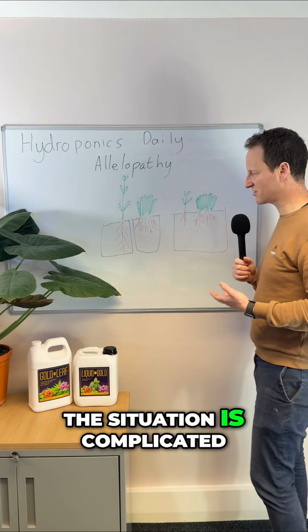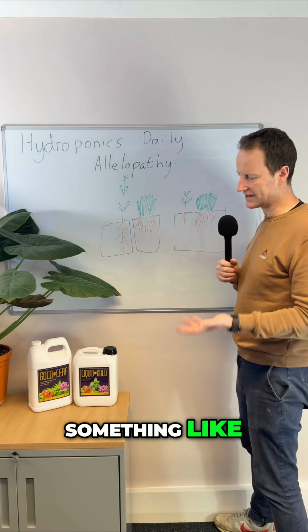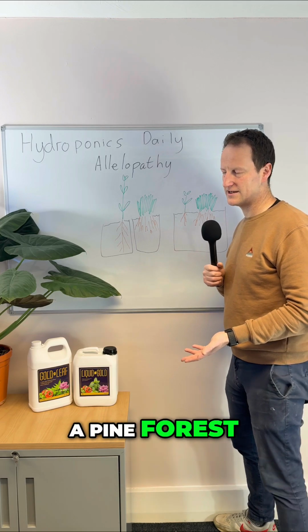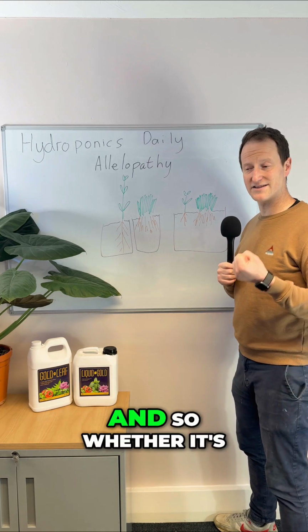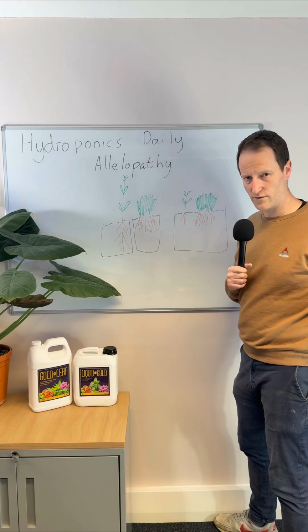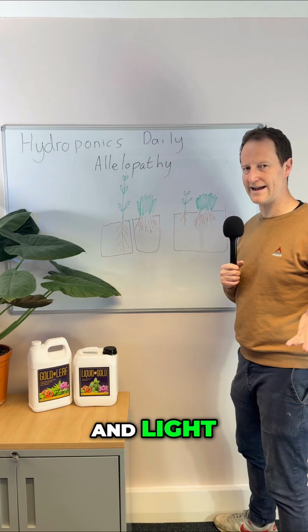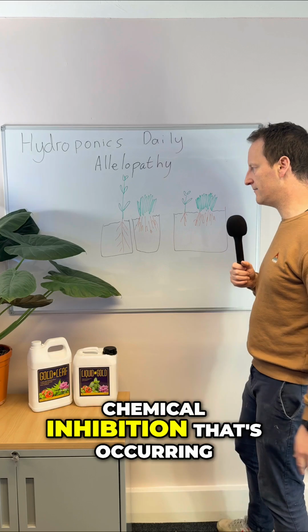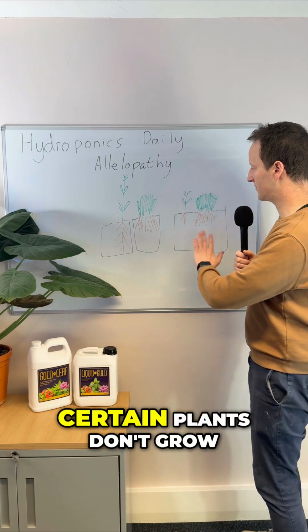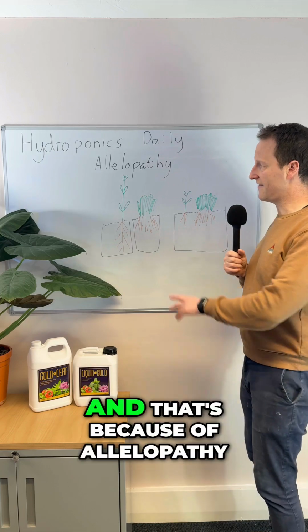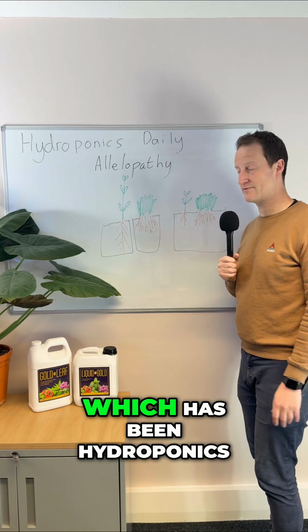However, the situation is complicated by the fact that if you think of something like a pine forest, it's going to be very dark and dense. There's going to be lots of roots in that system. And so whether it's just competition for nutrients, water and light, or is it actual chemical inhibition that's occurring, is hard to say. Either way, certain plants don't grow well together, and that's because of allelopathy.